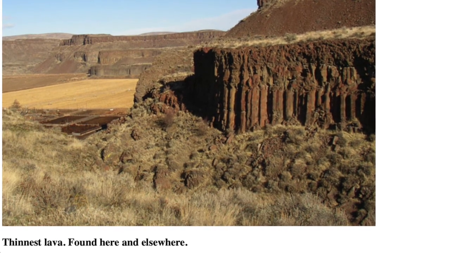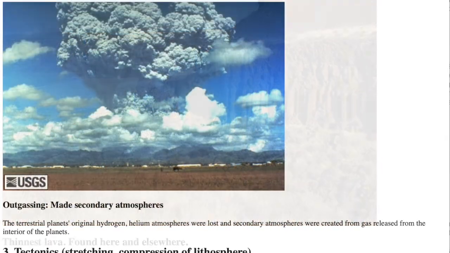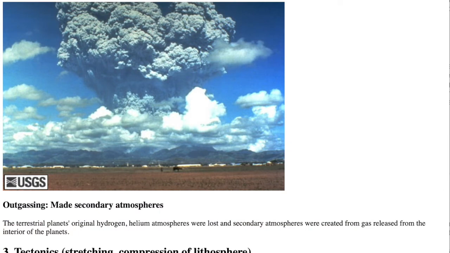The dark mare on the moon are another example. Volcanism also adds gases to a planet's atmosphere, either explosively during a volcanic eruption such as Mount St. Helens in Washington or Mount Pinatubo in the Philippines, shown here, or more quietly as in the volcanic vents in Hawaii and Yellowstone in Wyoming. This outgassing is what created the terrestrial planets' current atmospheres. Earth's has undergone further significant processing through the action of life.